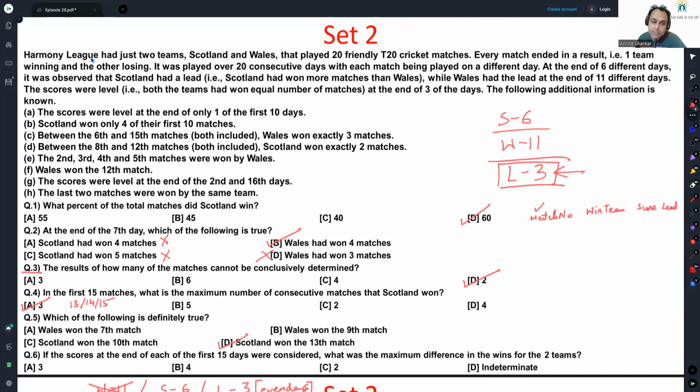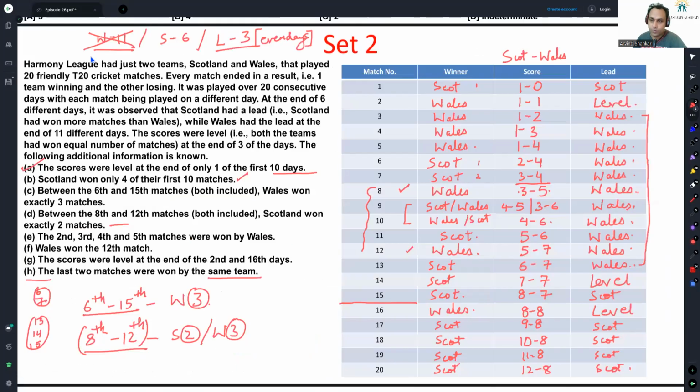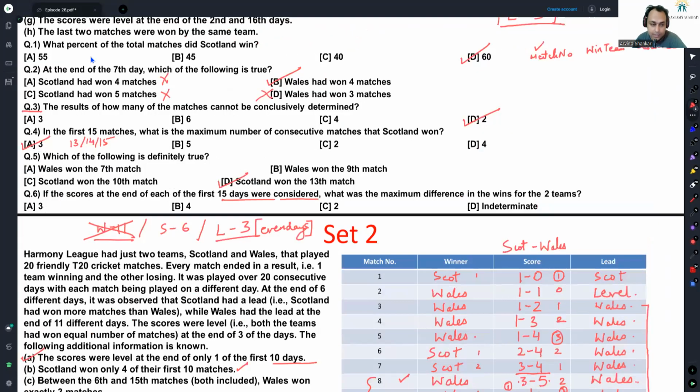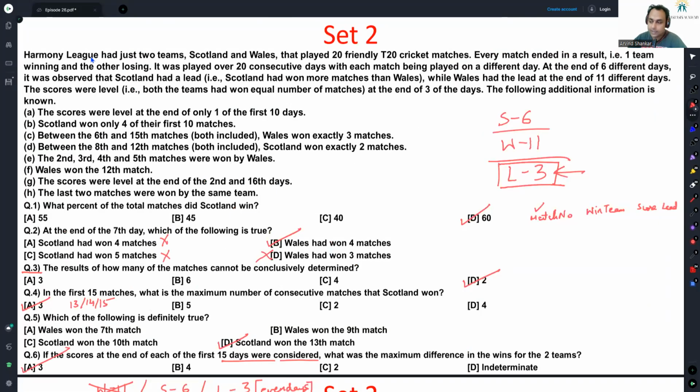Last question. If the scores at the end of the first 15 days were considered, what was the maximum difference in the wins for the two teams? Okay, here the difference is 1, here the difference is 0, 1, 2, 3, 2, 1, 2. The difference is either 1 or 3. Here it is 2, here it is 1, here it is 2, here it is 1, here it is 0, here it is 1. So within this range, the maximum difference is at the end of the 5th day. And possibly at the end of the 9th day, the maximum difference will be 3. The answer to the question 6 will be option A, 3.